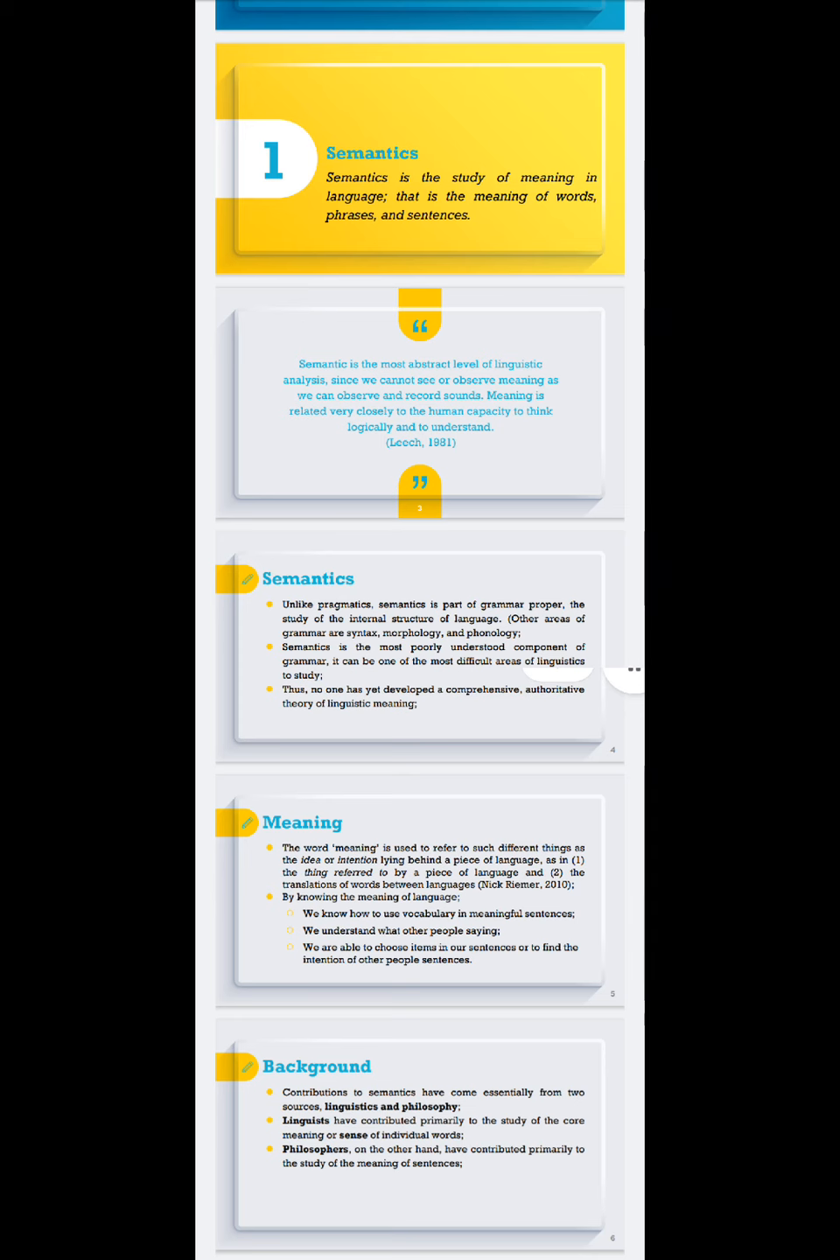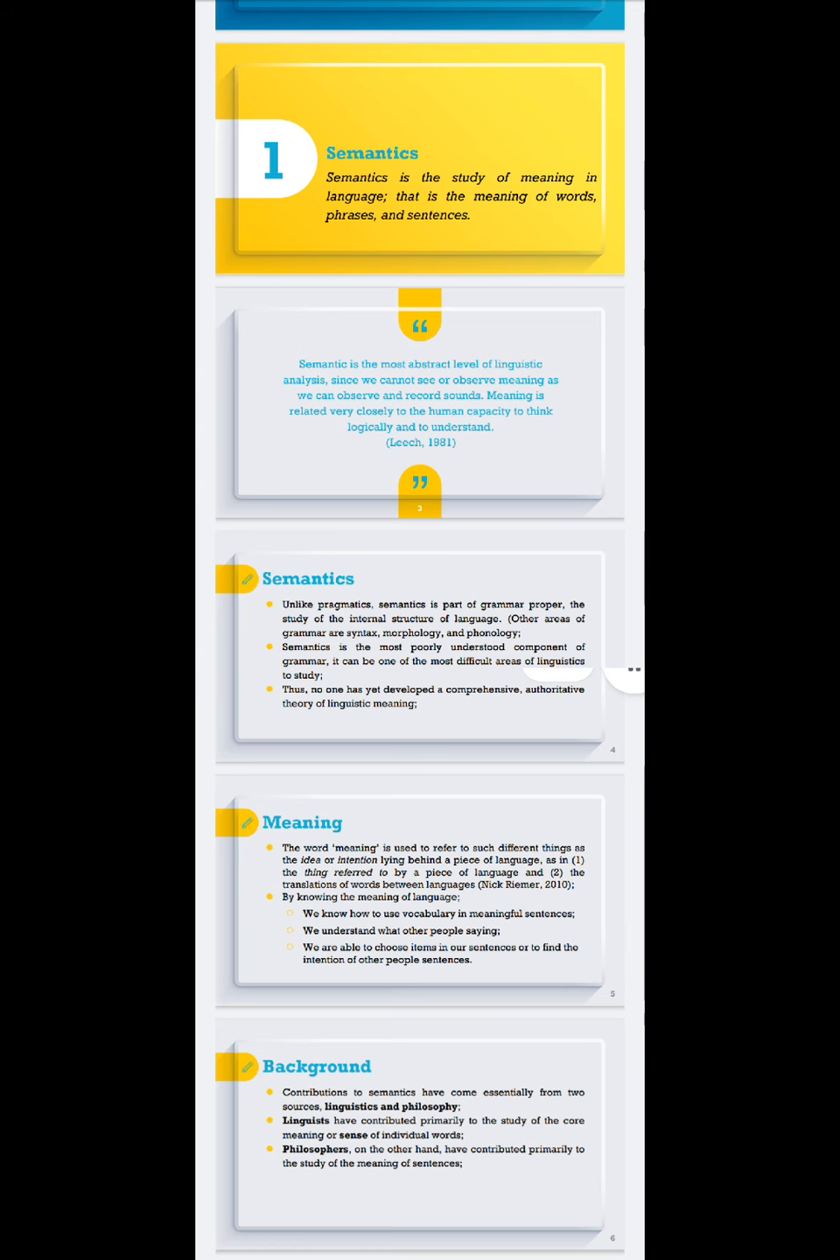First, semantics is the study of meaning in language, that is, the meaning of words, phrases, and sentences. Semantics is the most abstract level of linguistic analysis, since we cannot see or observe meaning as we can observe and record sound. Meaning is related very closely to the human capacity to think logically and to understand.